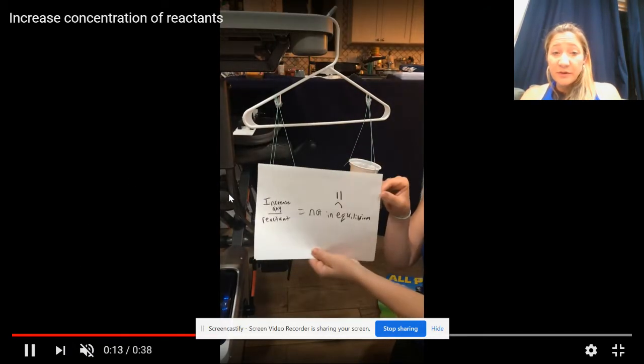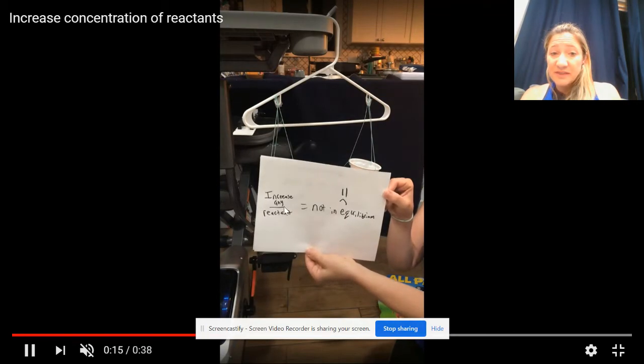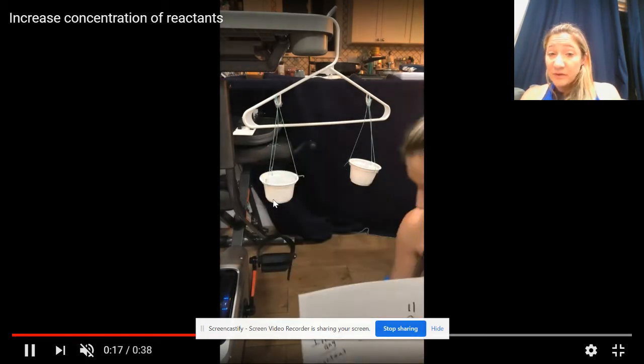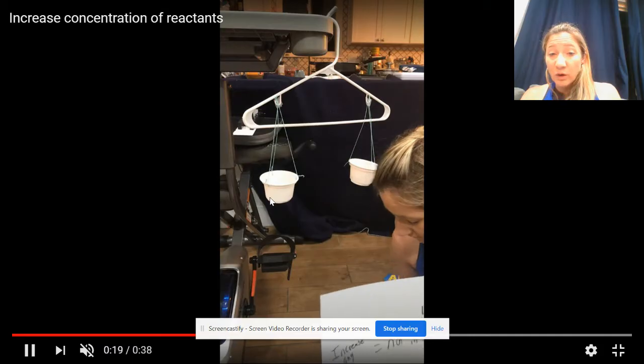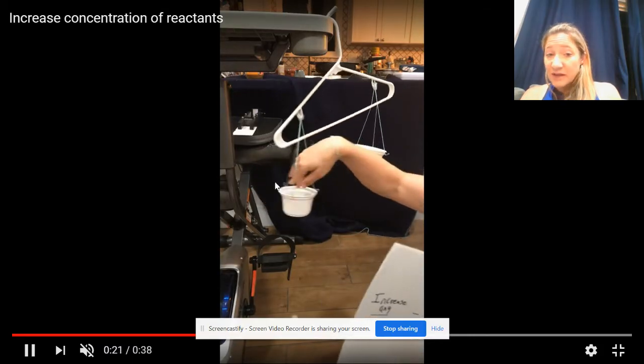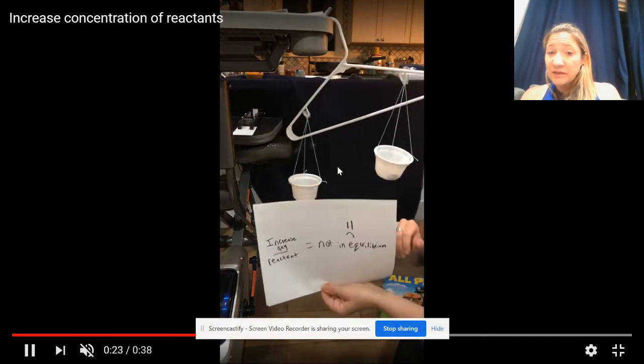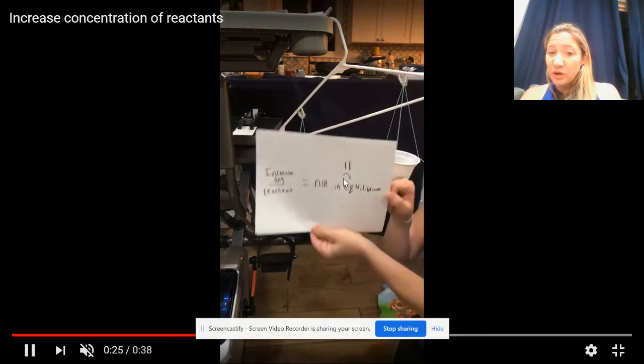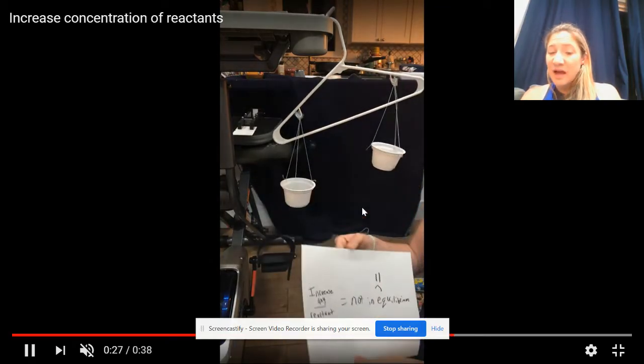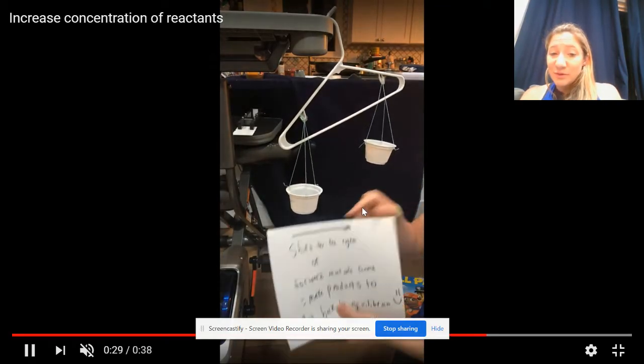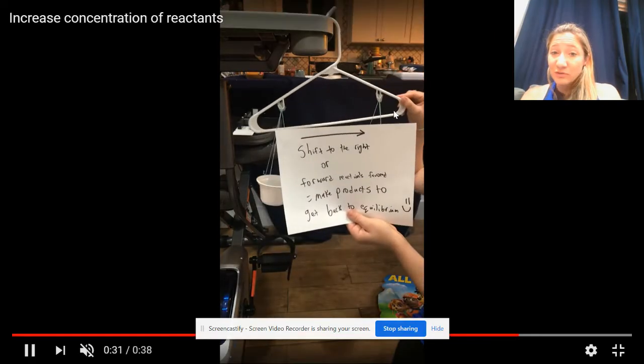Okay, so let's say we increase a reactant, which is going to be in this cup. It's going to set it out of equilibrium. So watch as I add more concentration into the reactant side. You can clearly see that the scale is no longer balanced. It's not in equilibrium, it's not happy. So what it wants to do is shift back to the right.